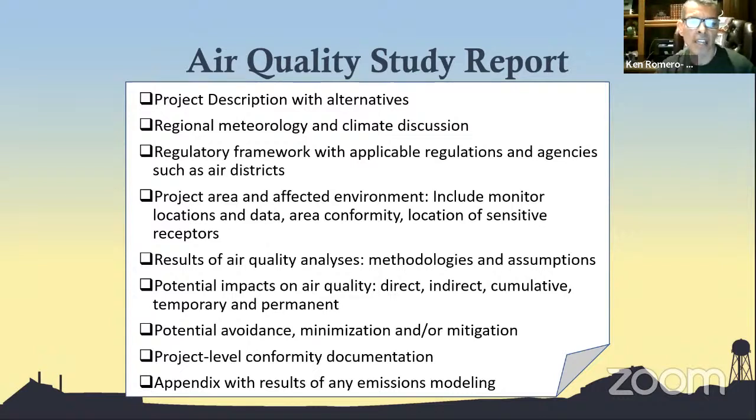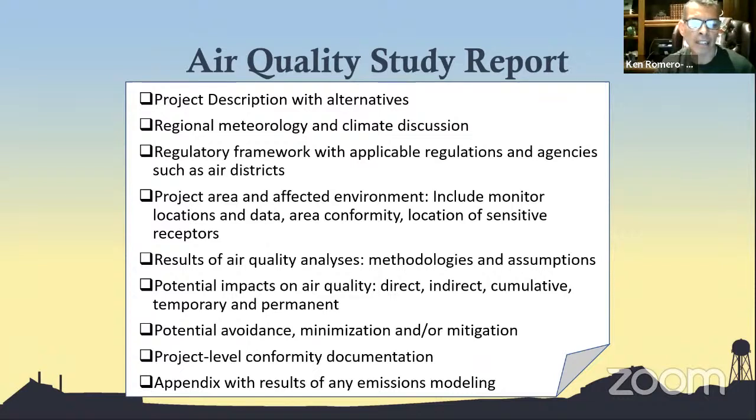Regional meteorology and climate discussion is also included. We include a description of the area's topography as well, as pertinent to the discussion. Regulatory framework: provide a description of the applicable regulations as well as the agencies such as the Air District and the MPOs that are involved with the air quality in the area or region. And as I mentioned, that would be Fresno COG and San Joaquin Air District for our area. Also outline regulations on the federal, state, and local levels. Include a table outlining air quality standards on both federal and state levels.